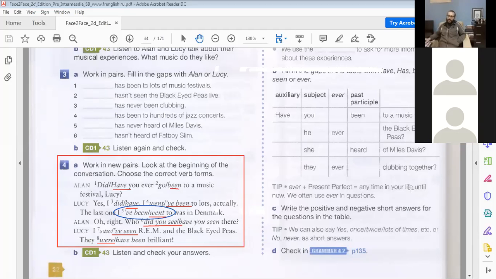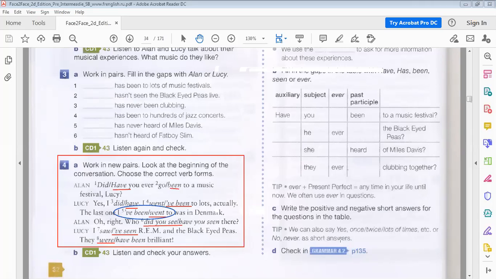Okay, I think it's better to listen. Let's check. Let's see if we need to change anything. Let me play the beginning again and let's find out.